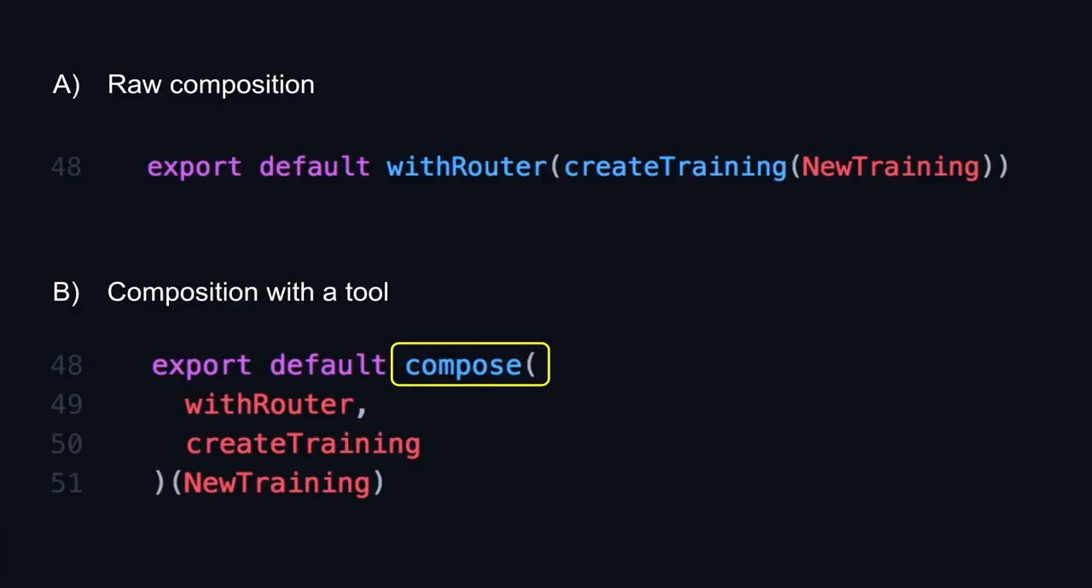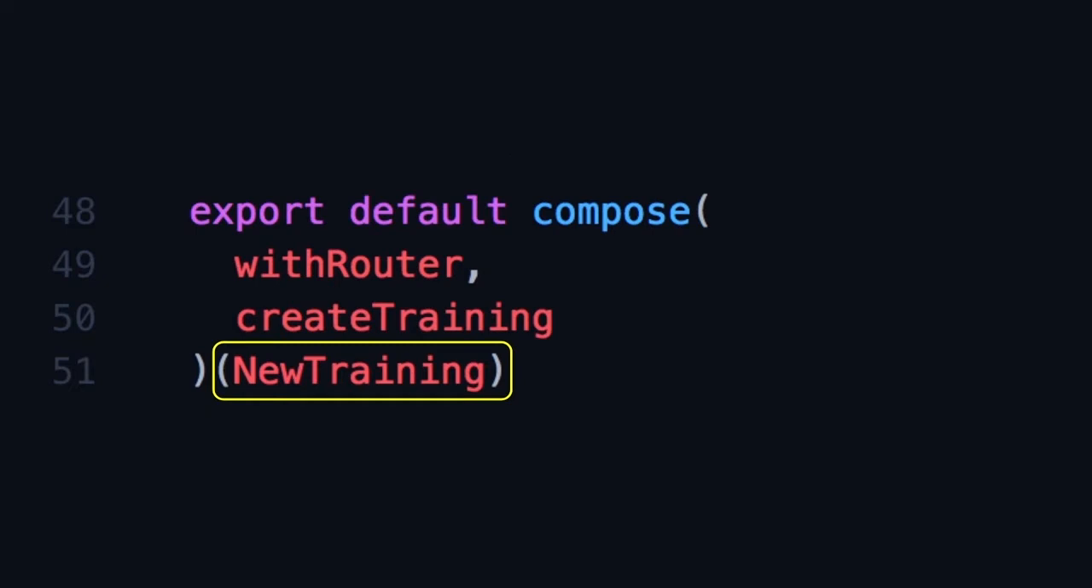Typically, you can do it in two ways. You could say A, just calling them yourself, or B, you use a utility function that will do that for you, compose. In this compose function, the second function gets the component that you want to enhance, and you get as arguments all the higher order functions that you want to use. So how do we implement this? This is a very simple implementation. There are many out there, and that's one of them.